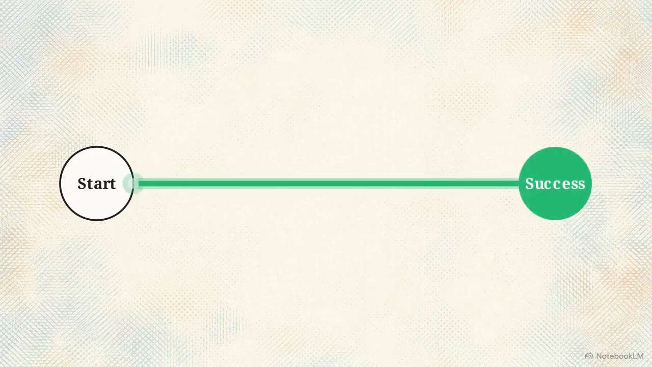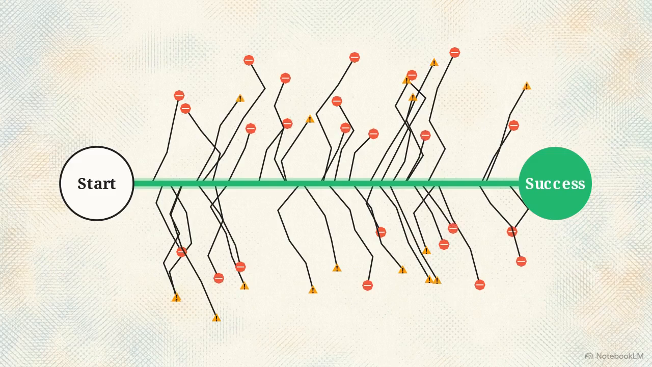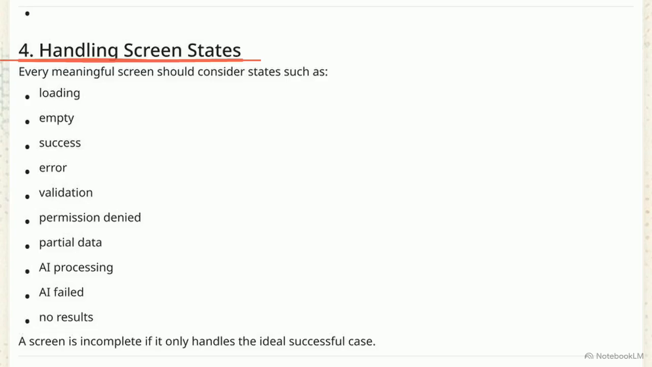The developer in our scenario designed exclusively for the happy path, the rare sequence of events where the user types everything perfectly, and the server responds immediately. They ignored everything else. We call those alternatives screen states. You must plan for loading delays, validation errors, empty data fields, and AI processing time.